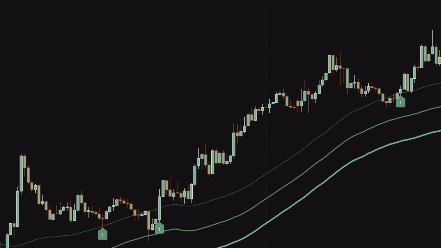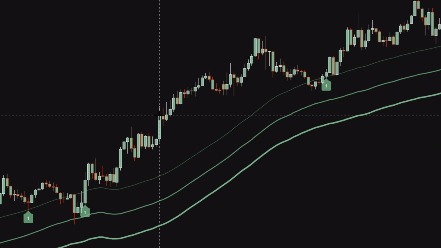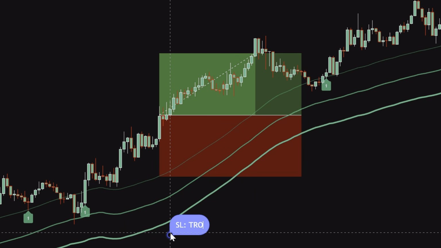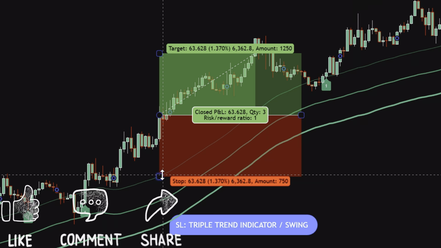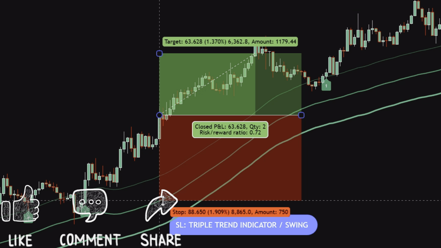Now, risk management. No setup wins every time. That's why risk management remains essential. Never risk more than 1% of your capital on a single trade. And for stop loss placement, use either the triple trend structure or the most recent swing low. Both locations represent logical areas where the bullish continuation idea would likely become invalid.